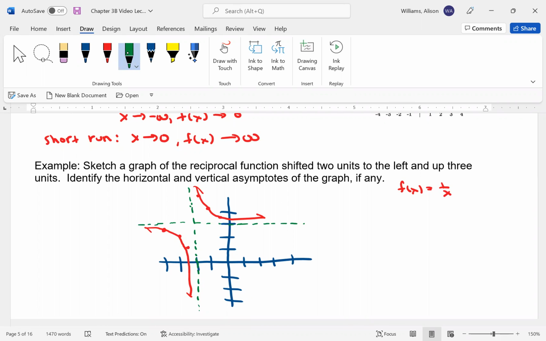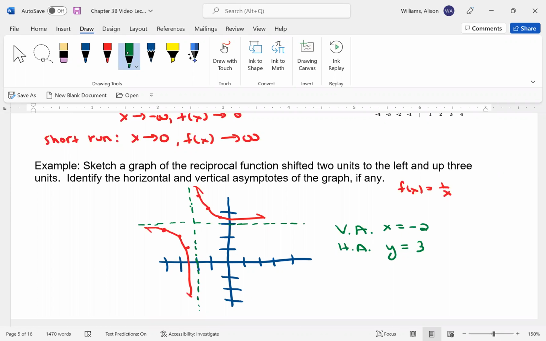So in this case, the vertical asymptote, which I'm just going to do VA to represent vertical asymptote, that's occurring at x equals -2. Horizontal asymptote, that's occurring at y equals 3. So those two shifts actually shifted the vertical and horizontal asymptotes. Normally they're at x equals 0, y equals 0, but it ends up being at -2 and 3 based on those shifting.